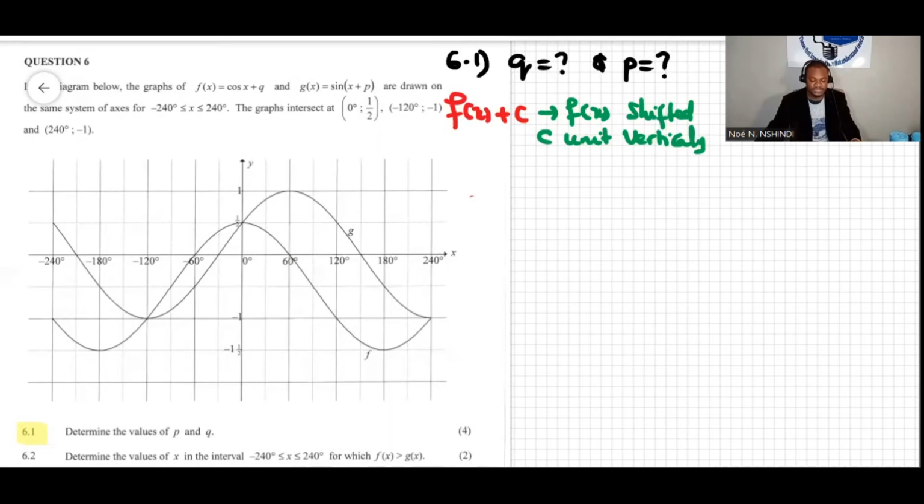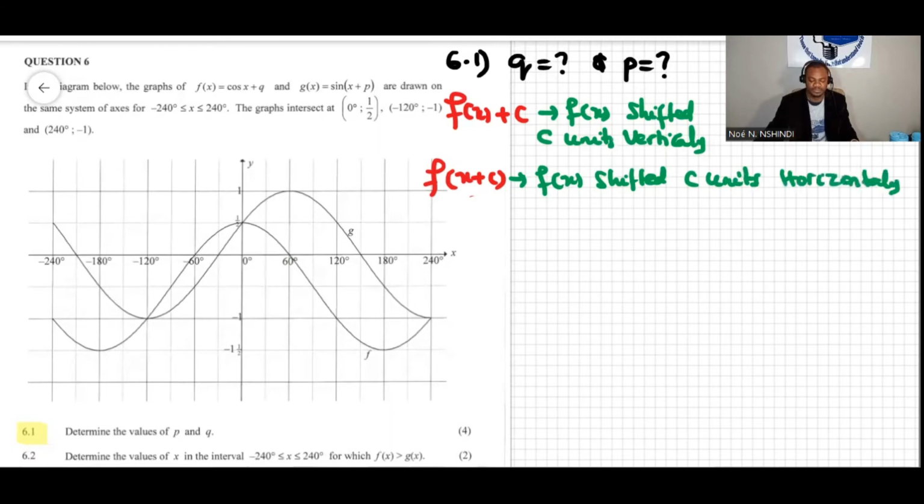But whenever we see the function f of x plus c within the bracket, this tells us that the function f of x is shifted c units horizontally. It can be a right or left shift. Now, let's get back to the graph.